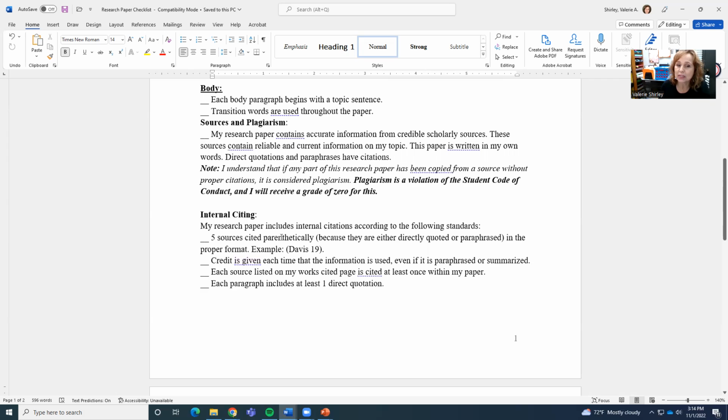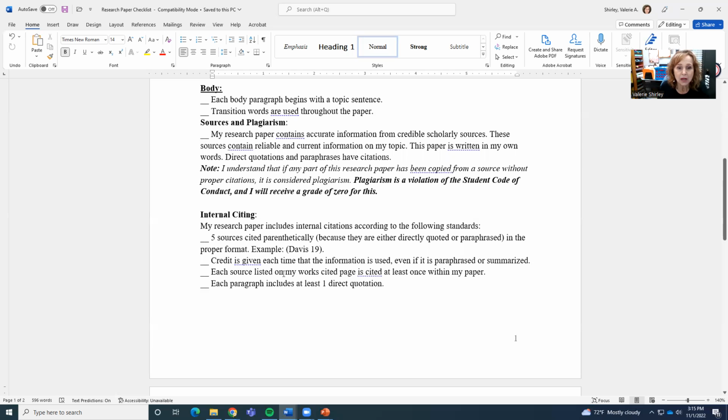And so your research paper is going to have an internal citation. That means within the paper, throughout the paper. It should show up in every single paragraph that you are incorporating a source. And so we know that we have at least 5 sources on our works cited page. And so all 5 need to show up somewhere in your paper.